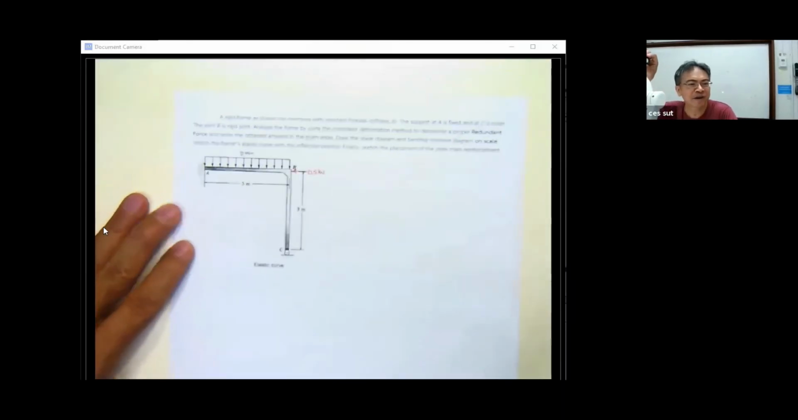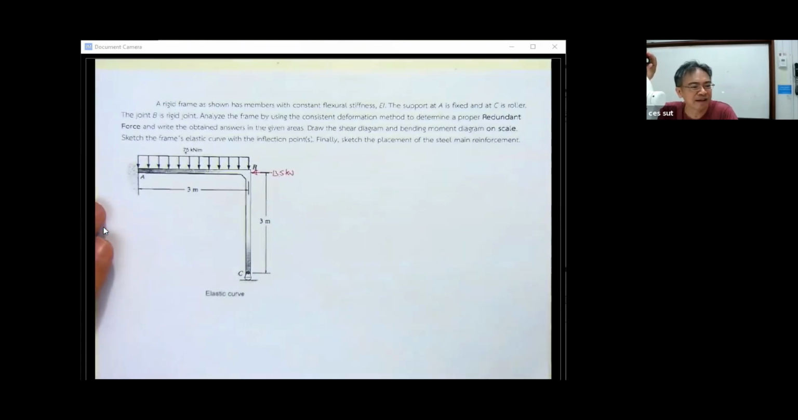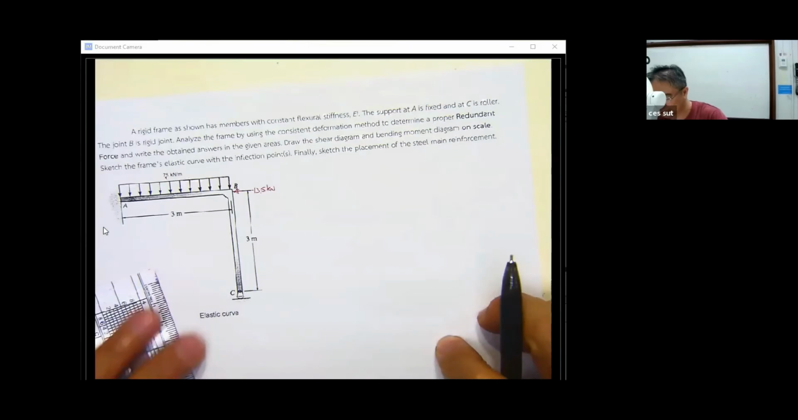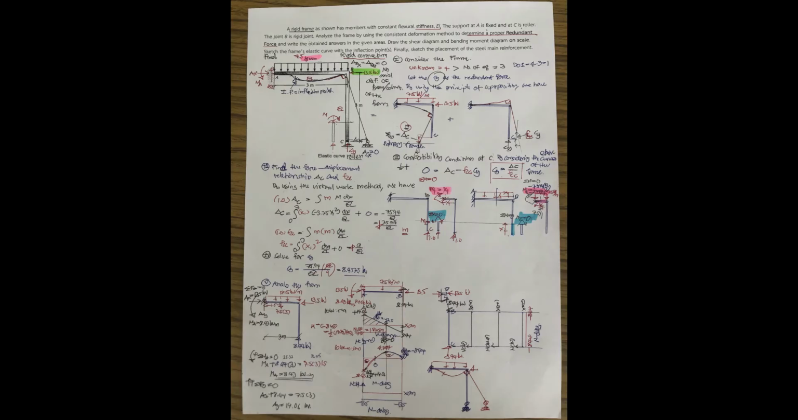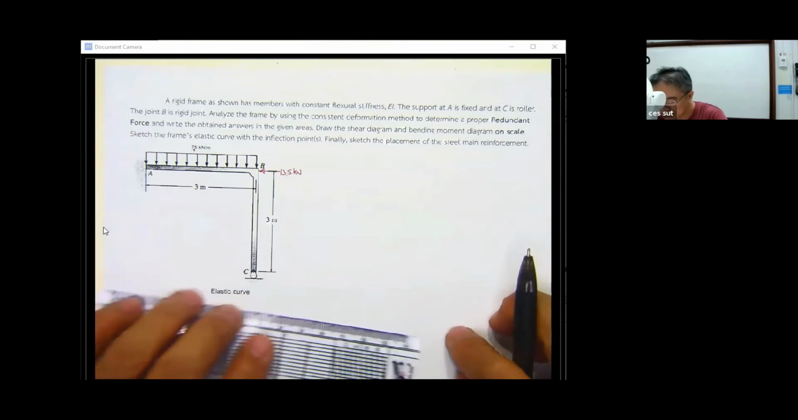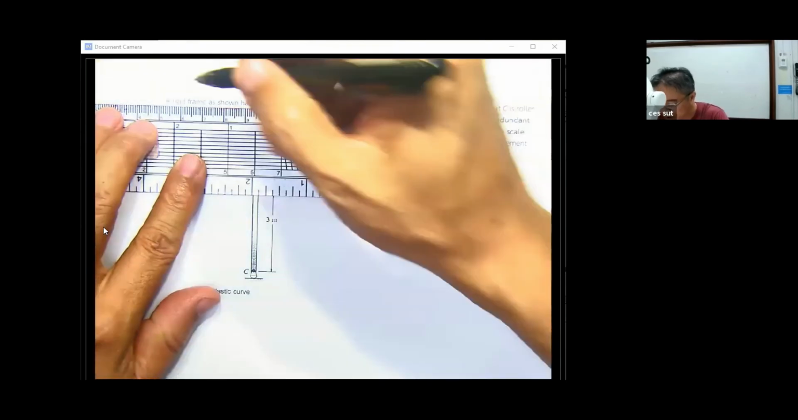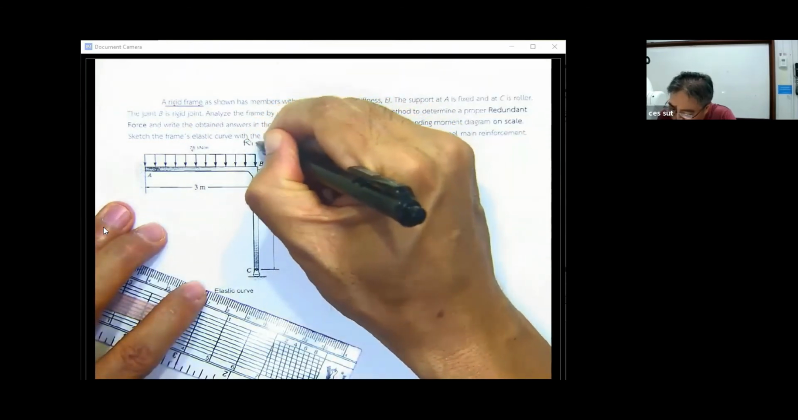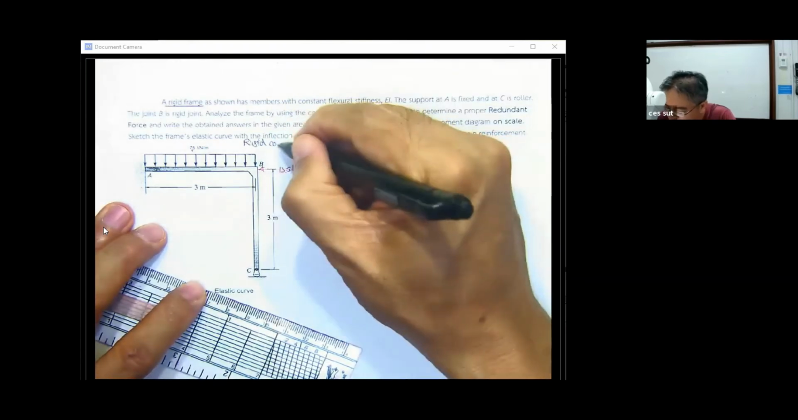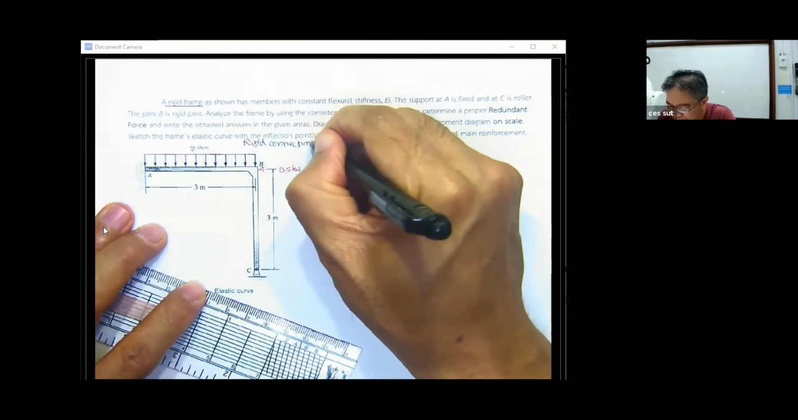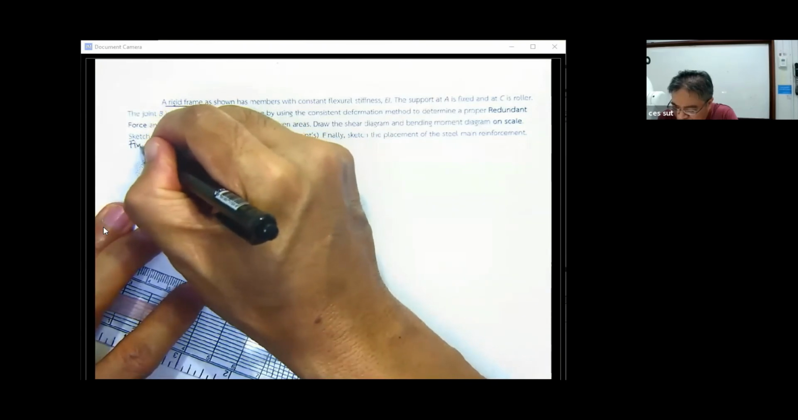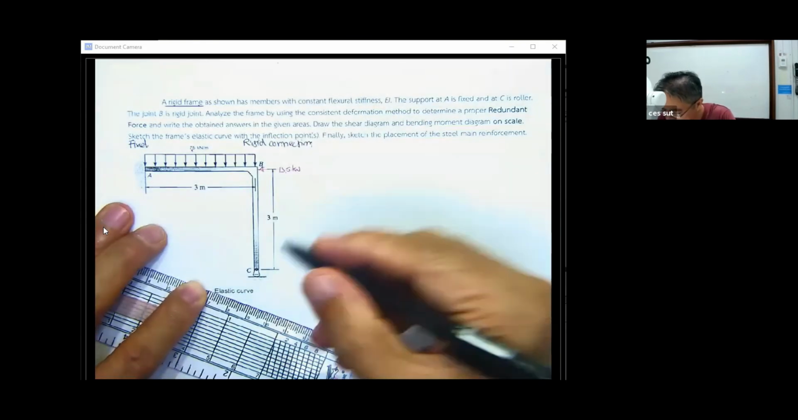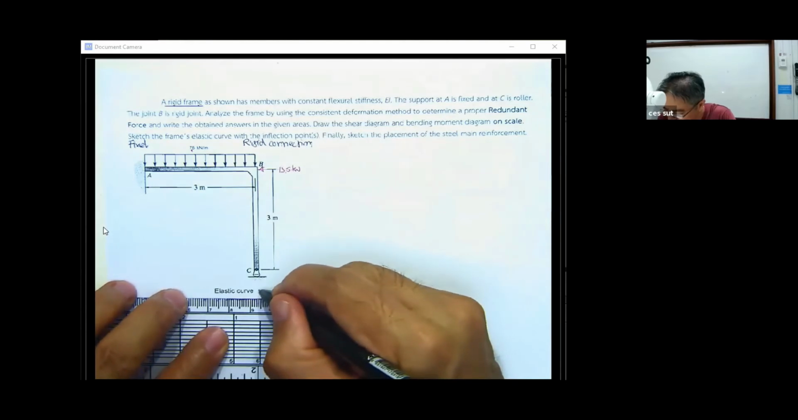Analyzing the frame is going to be important to you because it requires you to know both chapter 7 and chapter 6. Okay, and then they said this is a rigid frame, so the beam is going to be the rigid connection. This is going to be the rigid joint or rigid connection. And then A is going to be the fixed, okay, and C is going to be the roller.